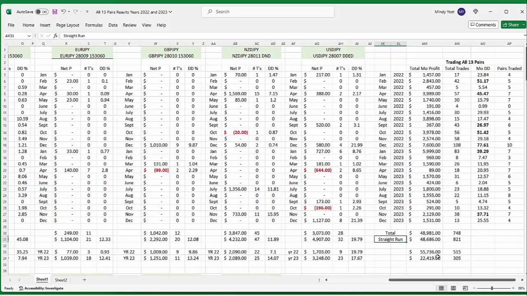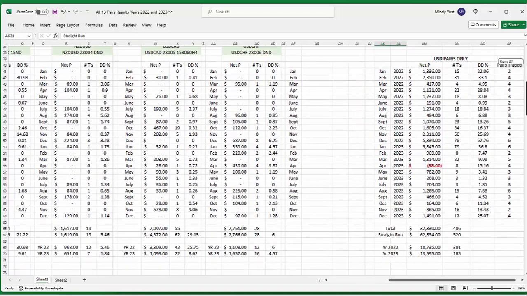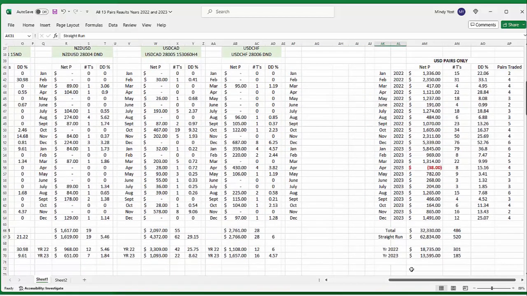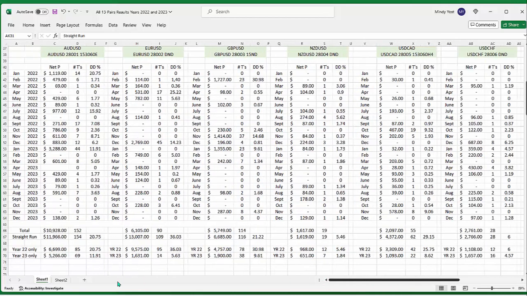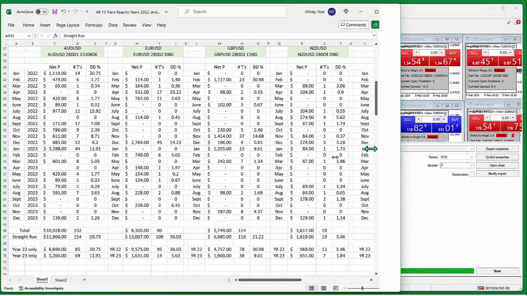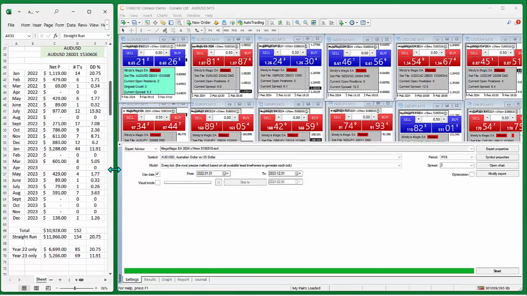And then if you wanted to know the 2 years individually, the year 2022 would have made $55,736, and the year 23 would have made $22,419. Okay, so anyway, that's what we've done with the statistics on this so that you can easily see how the EA makes the money that it makes.